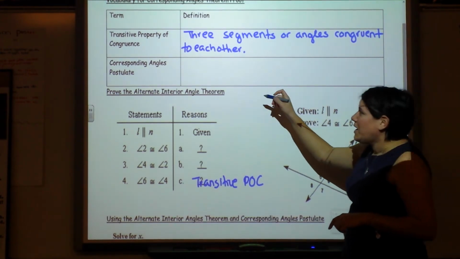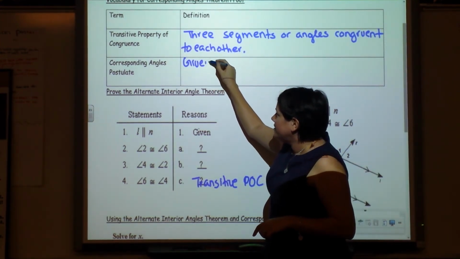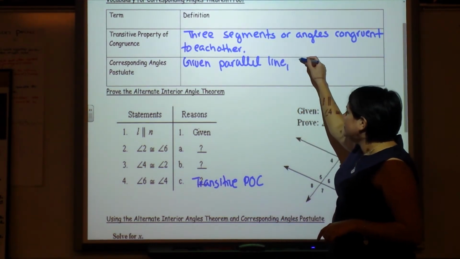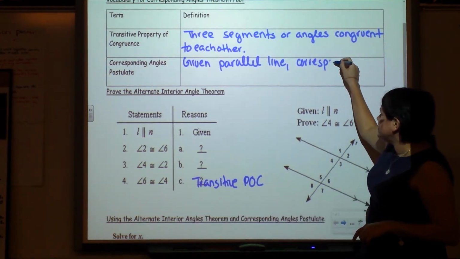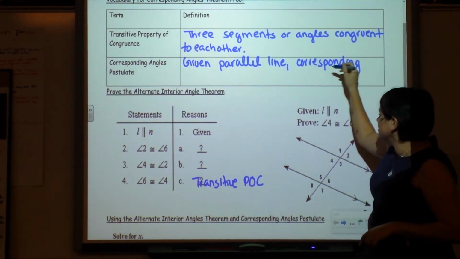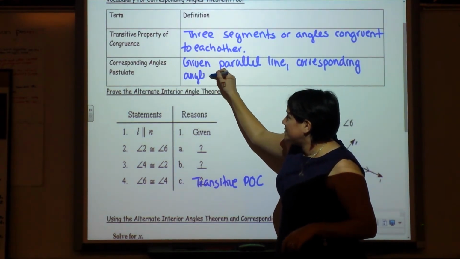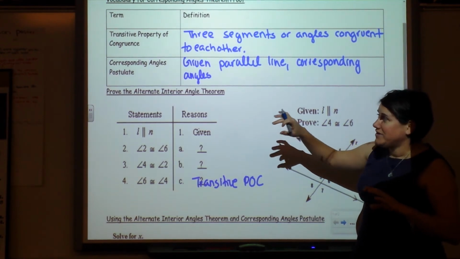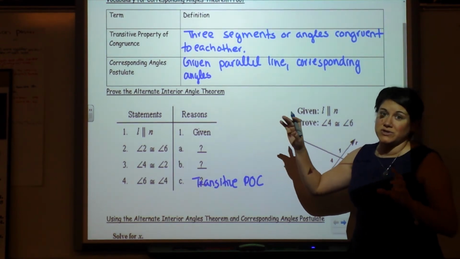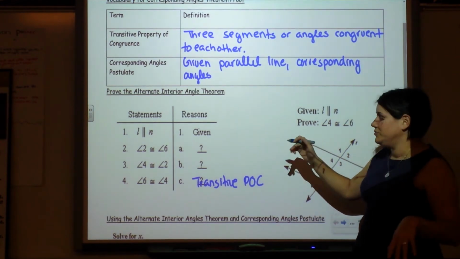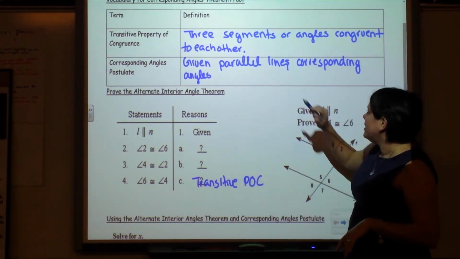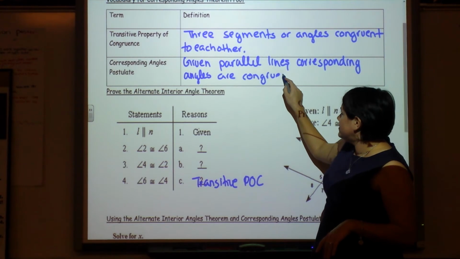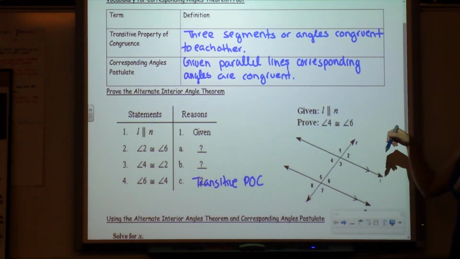And then the corresponding angles postulate, again, you have to have parallel lines. So given parallel lines, corresponding angles are congruent. And we're actually going to use this postulate in our proof. And remember that a postulate, you don't have to prove it. So we do have an explanation as to why corresponding angles are congruent, but it's not a proof that we're going to do. So given parallel lines, corresponding angles are congruent. So we'll go ahead and finish that up. And now we can use it in our proof.